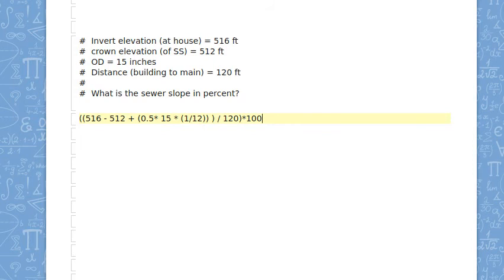All right, so here we go. We get 3.85416666667. So really all you have to put down for me is four important numbers. So just stop right there. And this is a percentage. So that's telling us our slope. It's the change in elevation divided by the run, which is the distance from the house to the sanitary sewer.